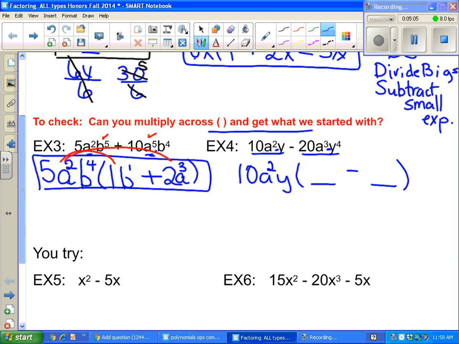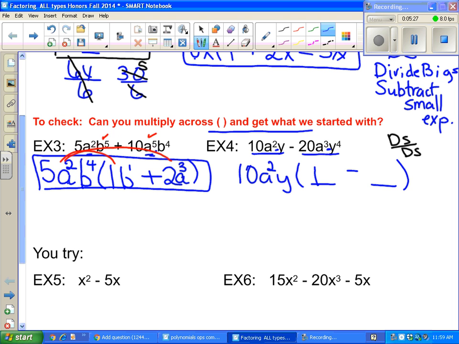Okay, again, we're going to do DS. Divide the bigs, subtract the littles. So it's like I'm dividing: 10 goes into 10 one time. A to the second from A to the second is just no A's. Y from Y is no Y's. Don't forget you've got to keep the 1 there. 10 does go into 10 one time.